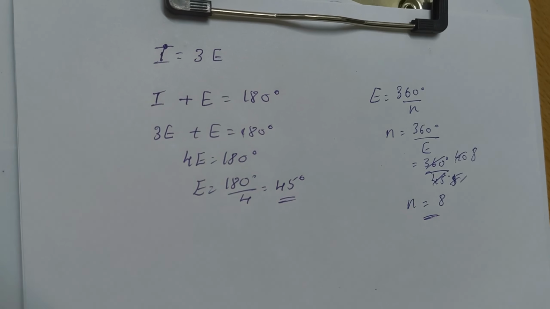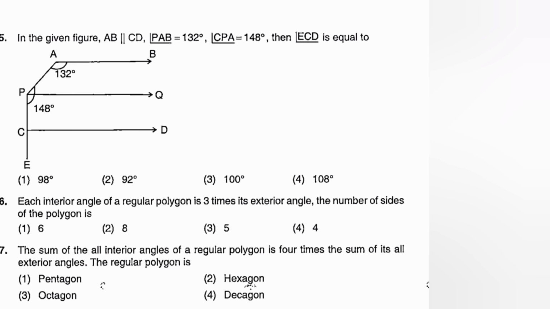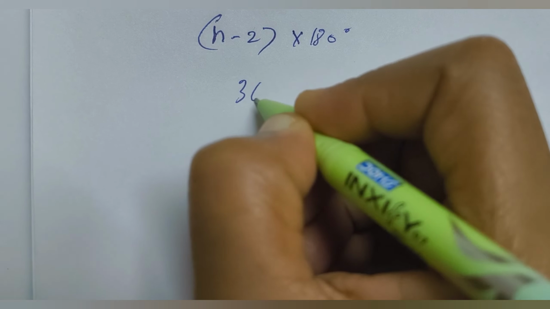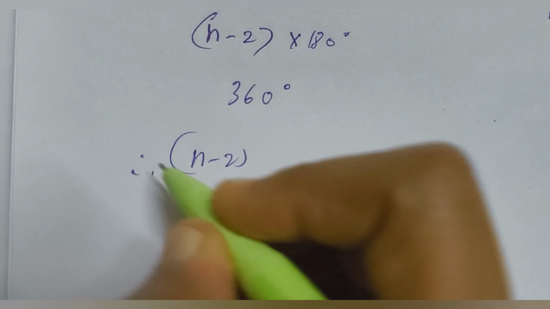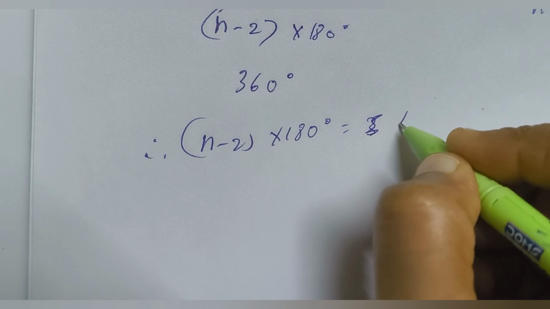Next question. The sum of all interior angles of a regular polygon is 4 times the sum of its exterior angles. The regular polygon is? So the sum of the interior angles is equal to n minus 2 into 180 degrees. That is the formula. Here the sum of the interior angles is n minus 2 into 180 degrees, and the sum of the exterior angles is 360 degrees.